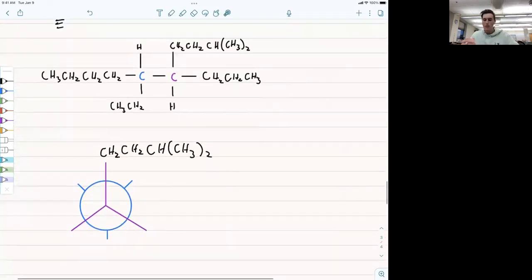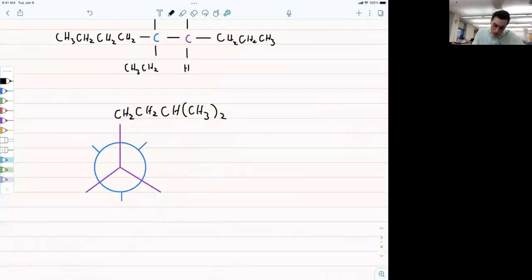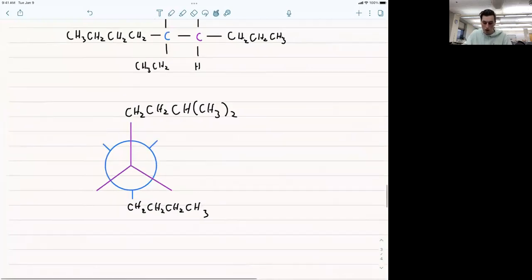And then I'm looking to put on the bottom my second biggest group, or my biggest group that's on this carbon. On this one, this is definitely my smallest, this is my second smallest, and then I have this one that's going to be my biggest on this carbon. So I have CH3, CH2, CH2, CH2. Well, it should technically be like this. So those two are going to be my biggest groups pulling away from each other.